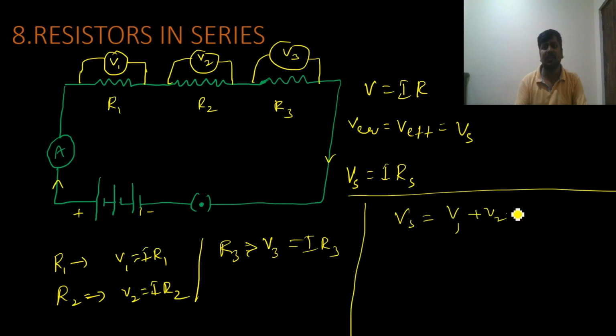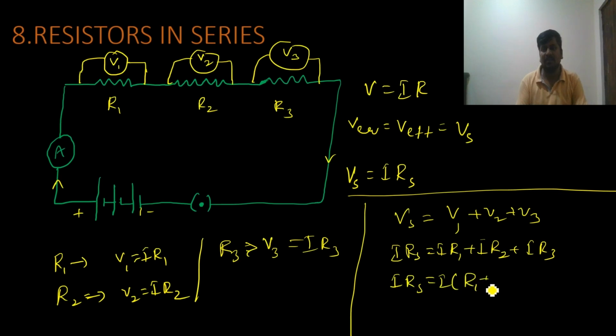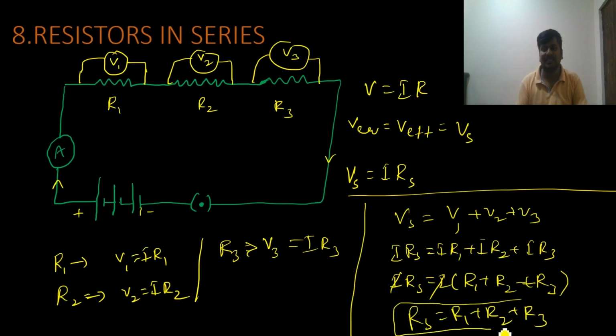So we can consider Vs, the overall potential difference, equal to V1 plus V2 plus V3. That is IRs equal to IR1 plus IR2 plus IR3. We can take I common: IRs equal to I times R1 plus R2 plus R3. So I gets cancelled, then RS equals R1 plus R2 plus R3. So the effective resistance in series combination is equal to the sum of the individual resistances.